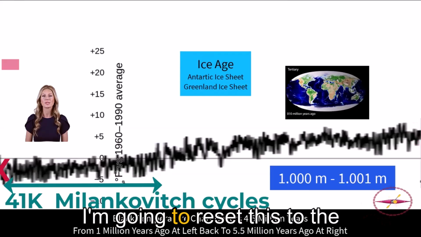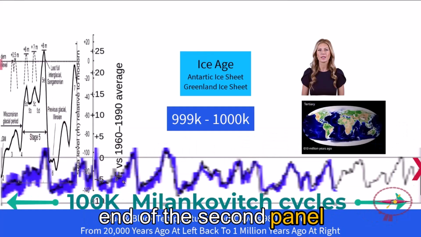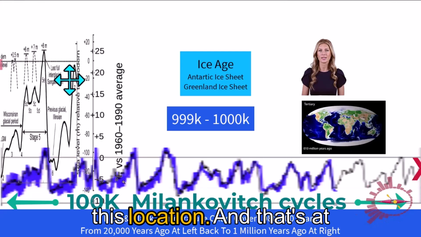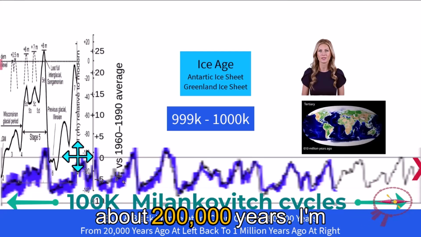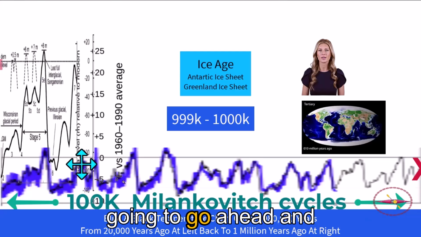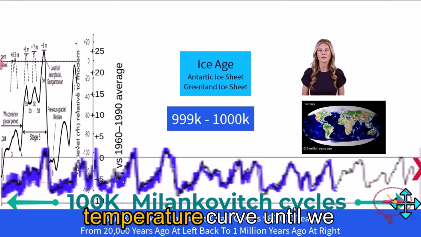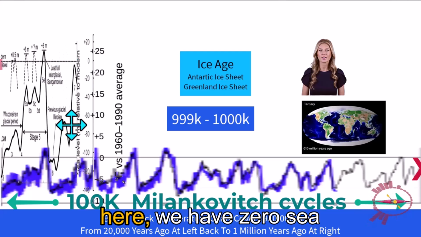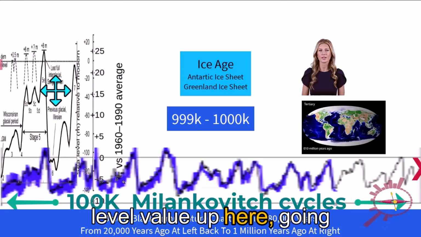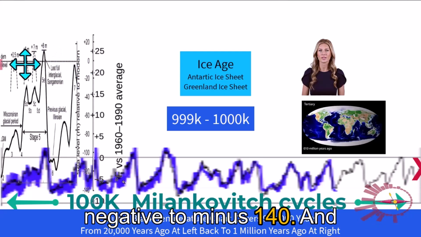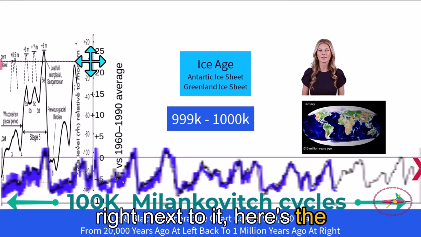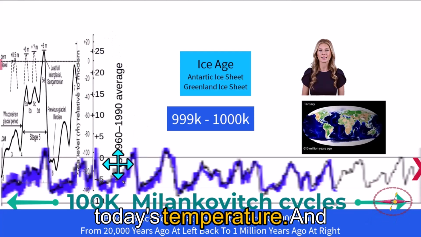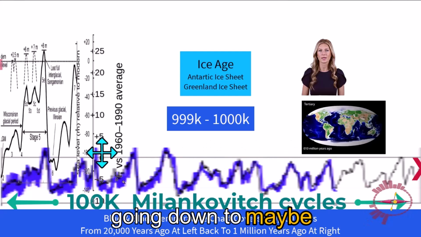So I'm going to reset this to the end of the second panel, and we do have a sea level to look at starting at about this location, and that's at about 200,000 years. I'm going to go ahead and move the X along the temperature curve until we get to the sea level graph here. And again, in sea level here, we have 0 sea level value up here, going negative to minus 140. And right next to it, here's the temperature gauge. 0 being this black line is today's temperature, and going down to maybe minus 8.